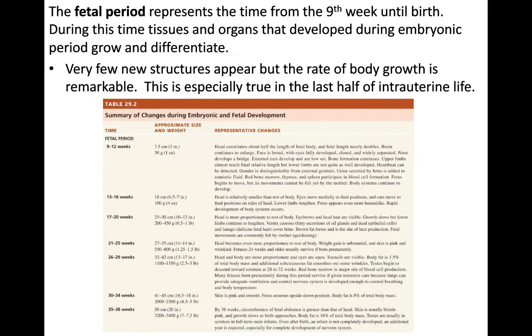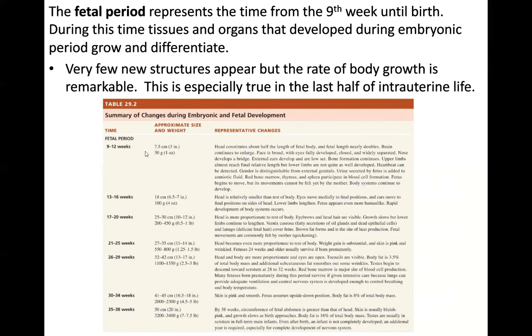And then here, it's our last slide, right? Yeah, the last slide, briefly introducing the fetal period. Once again, if you take Human Growth, you'd learn a lot more about this. But this represents the time from the 9th week until birth. During this time, tissues and organs that develop during the embryonic period grow and differentiate. But we see very few new structures appearing. It's really just body growth and development, not so much new structures, especially in the last half of intrauterine life. So in the last 4.5 months, not a lot changes other than size and growth.